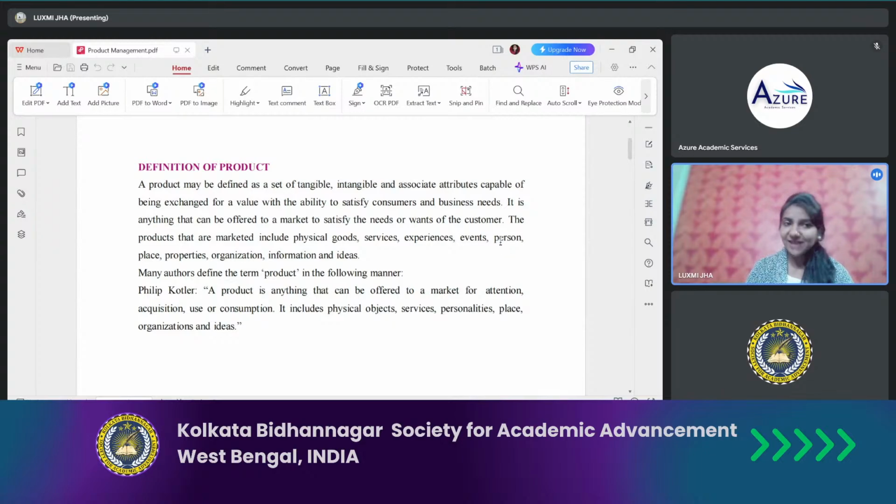The product includes tangible or intangible or certain attributes which are capable of being exchanged. If anything is being exchanged for a certain value, and that is tangible or intangible and satisfies consumer needs, it is covered under the purview of product. It is anything that can be offered to the market to satisfy the needs or wants of the customer. And these products being marketed include physical goods, services, experiences, events, persons, places, property, organizations, information, and ideas. So services also fall under the purview of product.